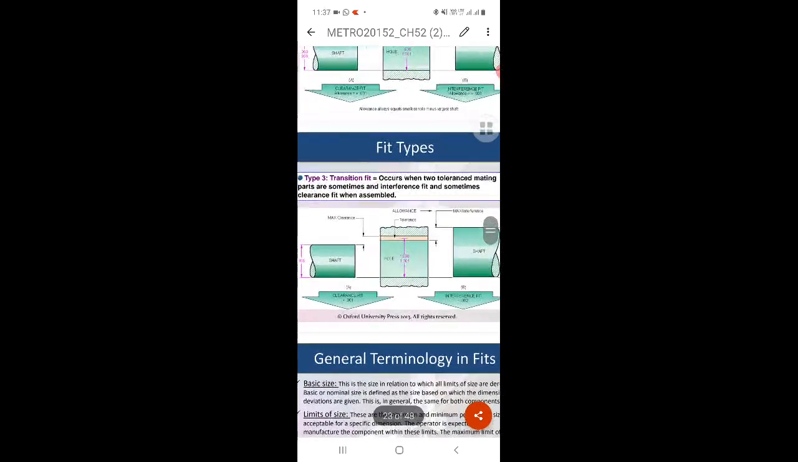So these are the geometrical terminology of fits: basic size, limits, tolerance and allowance.